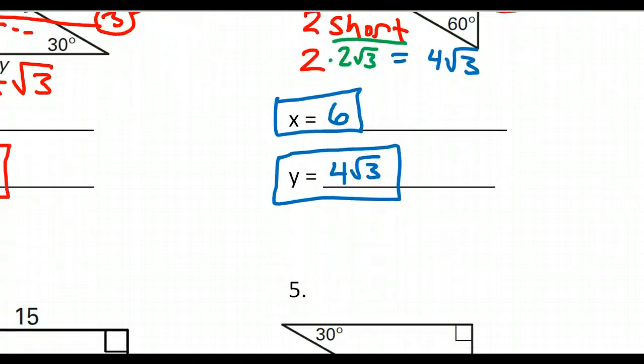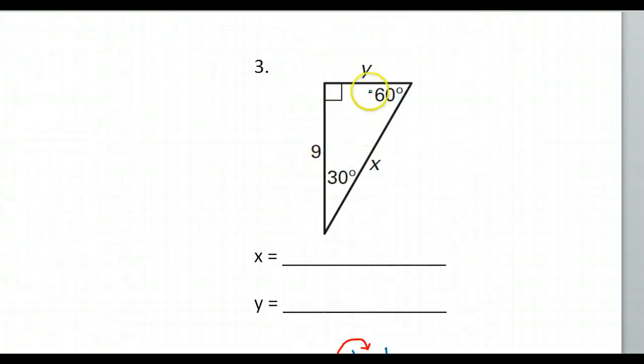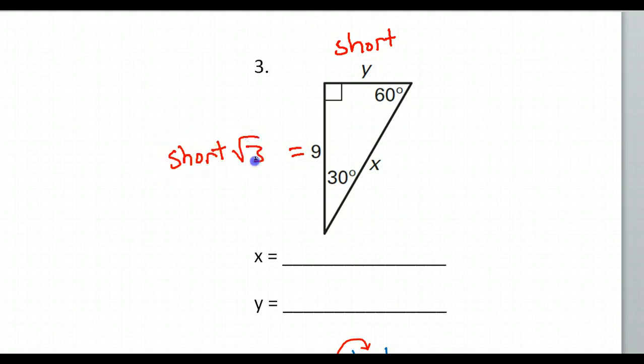Okay, let's keep practicing. Okay, number 3. Again, the short leg is always across from the 30. So this must be the short leg up here, so short. And that means this is the long leg, so I'm going to write short radical 3, and this should be 2 short. Alright, because that's how we do the hypotenuse.